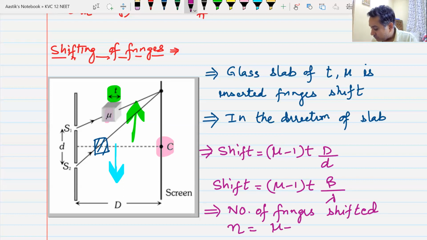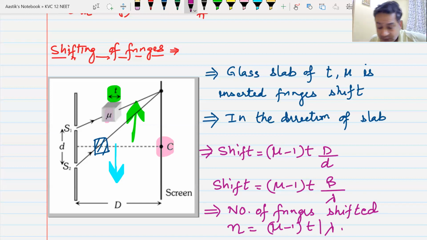So the formula becomes (mu minus 1) T by lambda. This is the formula for the number of fringes that are shifted. Do we understand this? Number of fringes that are shifted is (mu minus 1) into T by lambda.